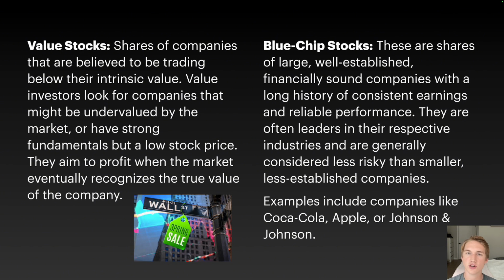Blue chip stocks. These are shares of large, well-established, financially sound companies with a long history of consistent earnings and reliable performance. They're often leaders in their respective industries and are generally considered less risky than smaller, less established companies. Examples include companies like Coca-Cola, Apple, and Johnson & Johnson.